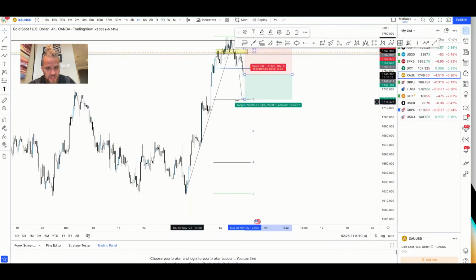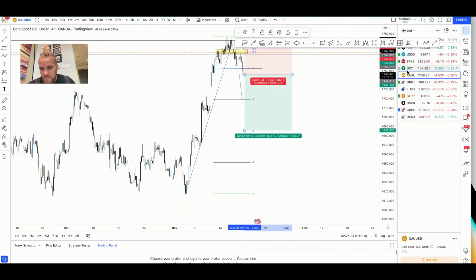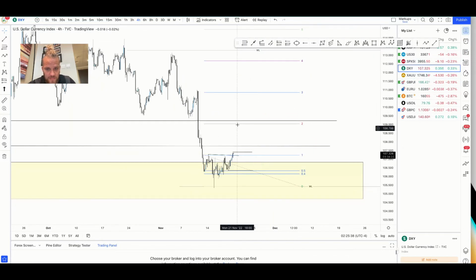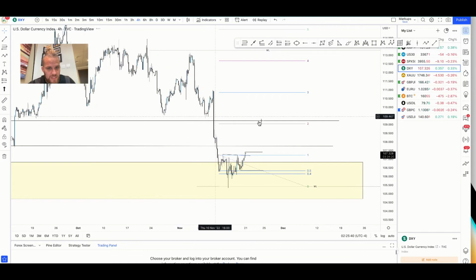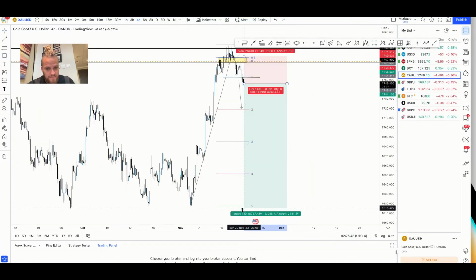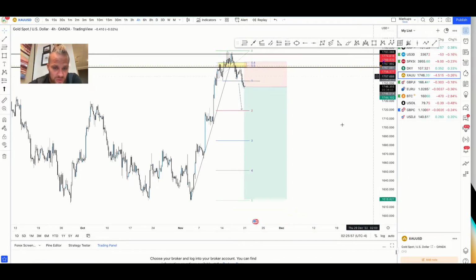This will be the first target here, and then on the dollar, the first target obviously would be here. And if we broke this level and we mitigated this area here with the imbalance, that would push gold down to the next level. Not 1-to-1 correlation, but that's what would happen. If the dollar kept pushing, gold would keep pushing. Yes, the price action would be different, but they'd still be going in the direction that we're talking about here.